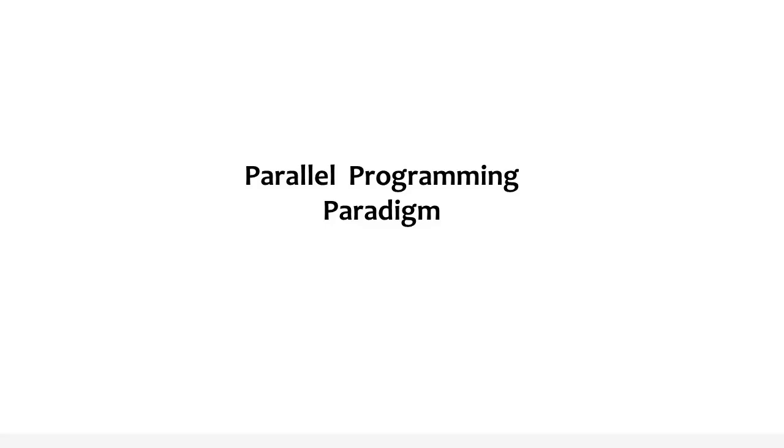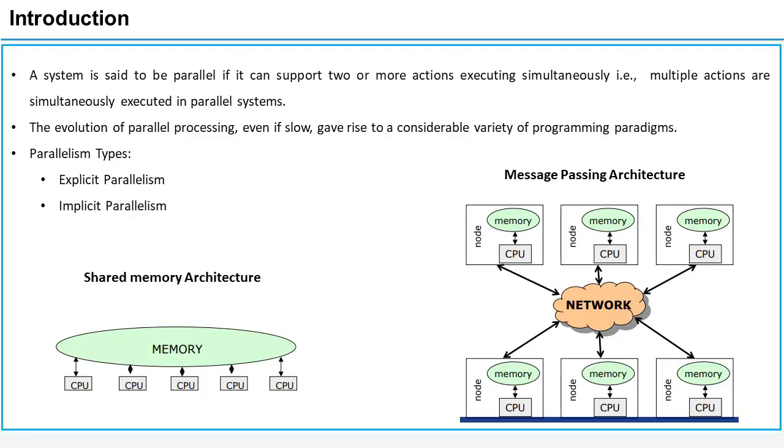Parallel programming paradigm. A system is said to be parallel if it can support two or more actions executing simultaneously. That is, multiple actions are simultaneously executed in parallel systems. The evolution of parallel processing, even if slow, gave rise to a considerable variety of programming paradigms.